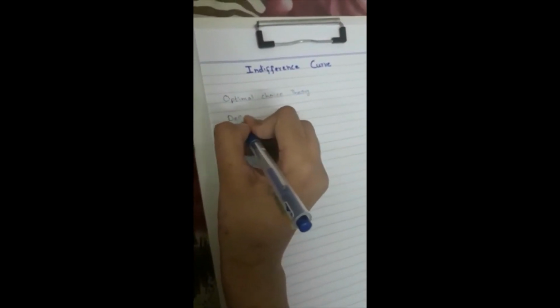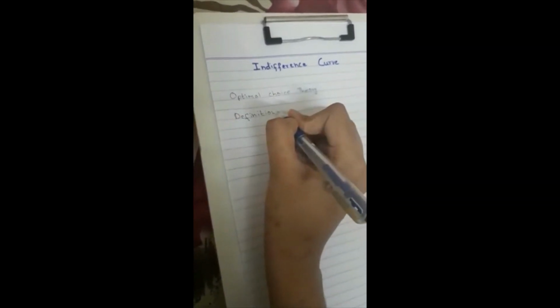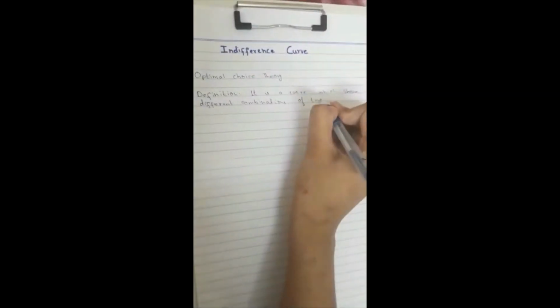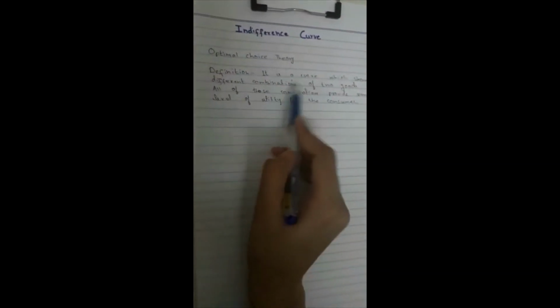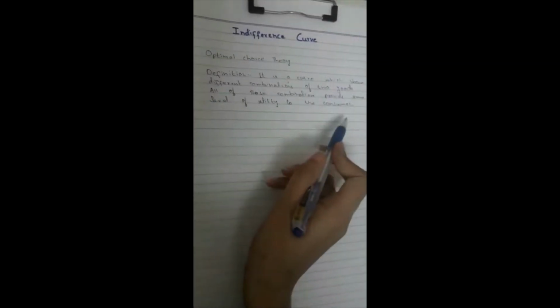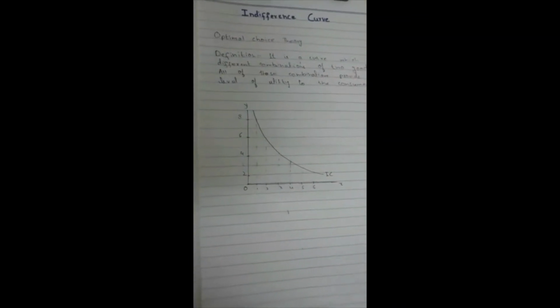So if you want to define the indifference curve, you can say it is a curve which shows different combinations of two goods. All of those combinations provide the same level of utility to the consumer. So this is an indifference curve.